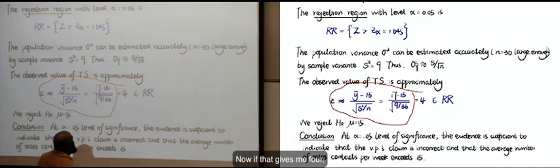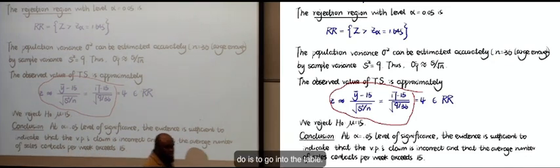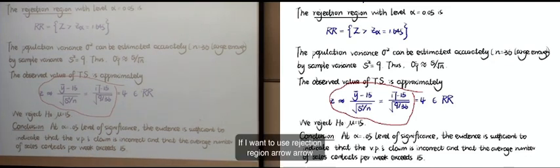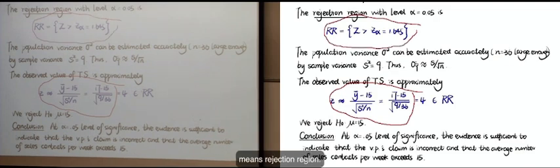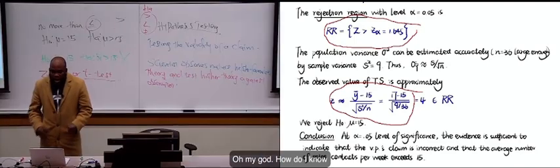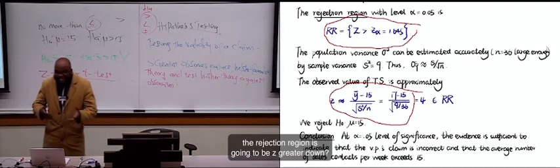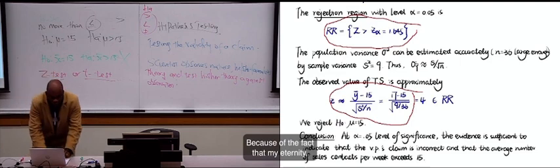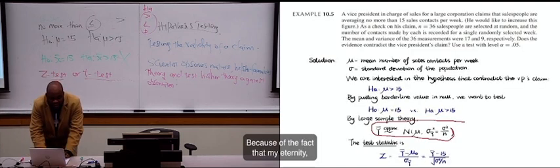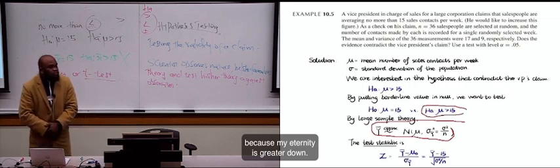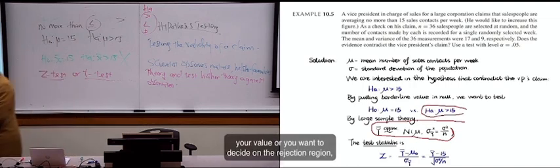Now, if that gives me 4, the next thing I'm going to do is go into the table. If I want to use the rejection region, R means rejection region. How do I know the rejection region is going to be Z greater than? Because my alternative is greater than. Whether you want to compute your p-value or decide on the rejection region, the sign in the alternative is very, very important.